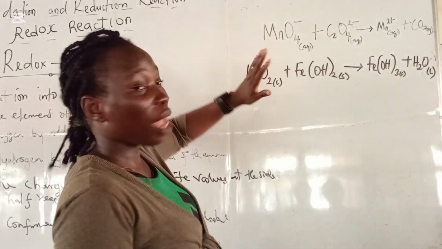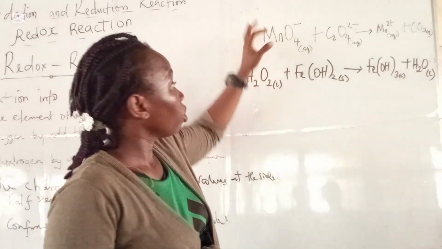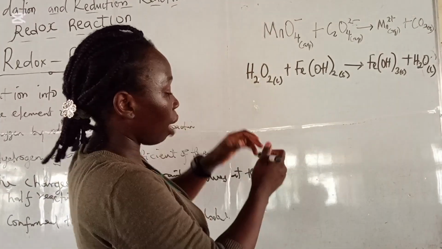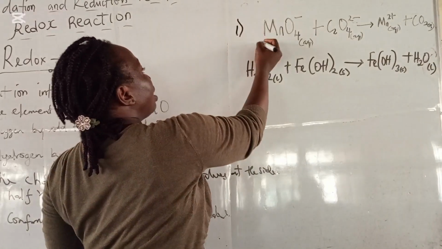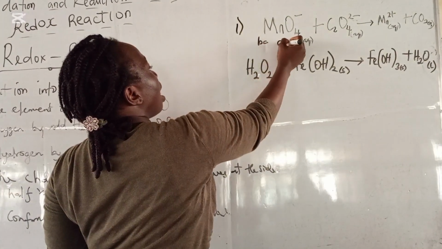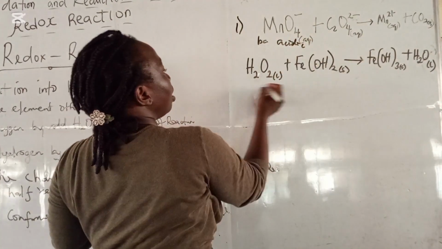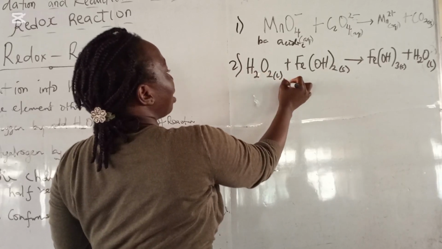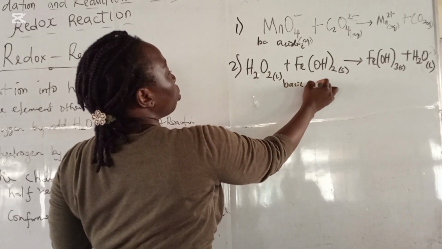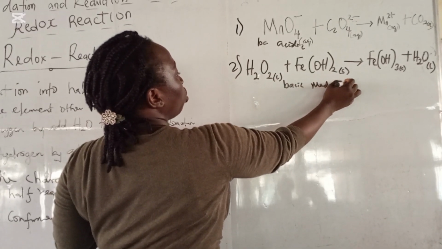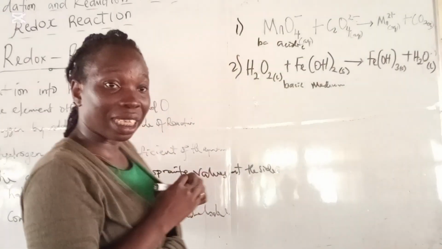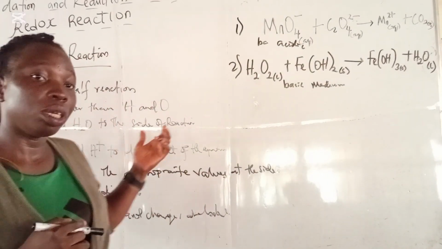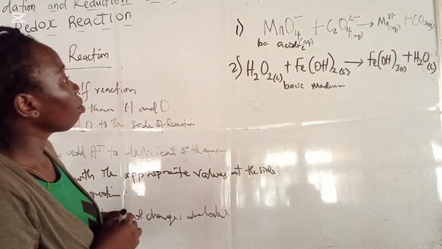Okay, so we are going to look at these two examples. We will use this first example for acidic, so we balance in acidic medium. And the second example, we are going to balance in basic medium. So we are going to balance in the two media so that we understand the aqueous medium method.